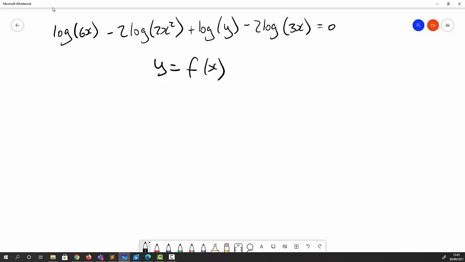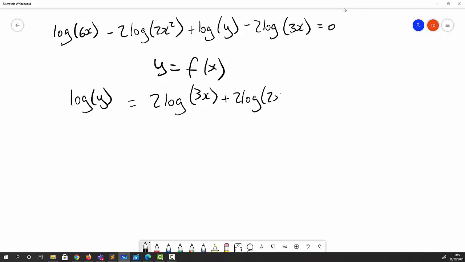So we're going to get log of y. I'm going to do this first because it's a minus sign. So that's equal to 2 log 3x. Okay, so that's that term. This is also negative here, so when I move it onto the right hand side it becomes positive. So that's plus 2 log of 2x squared. And then I've got log of 6x here, which will become minus log 6x on the right hand side.